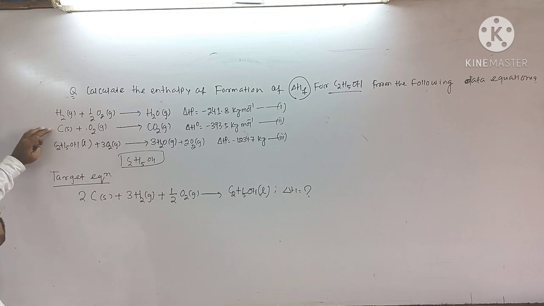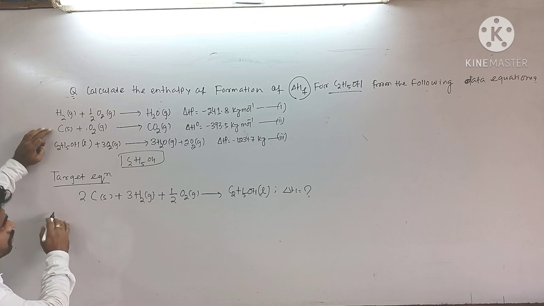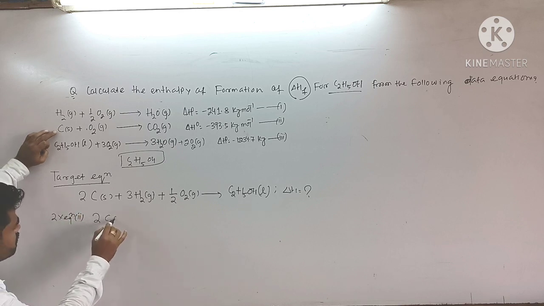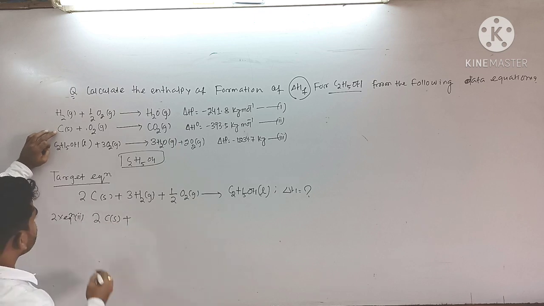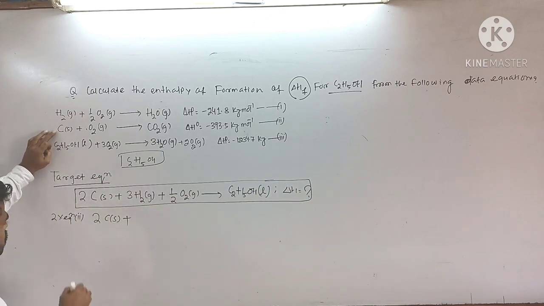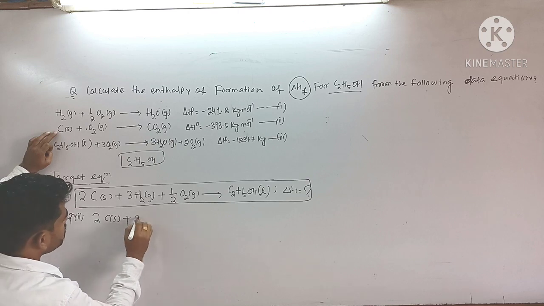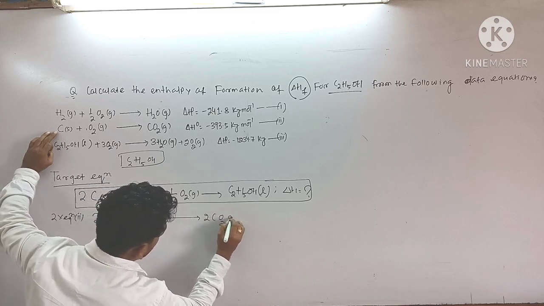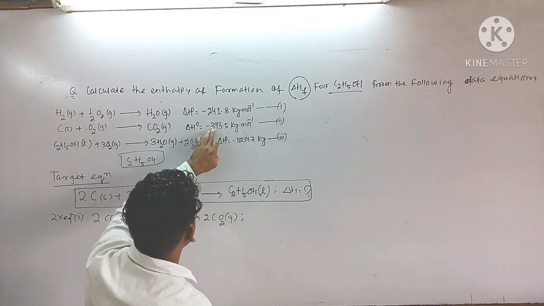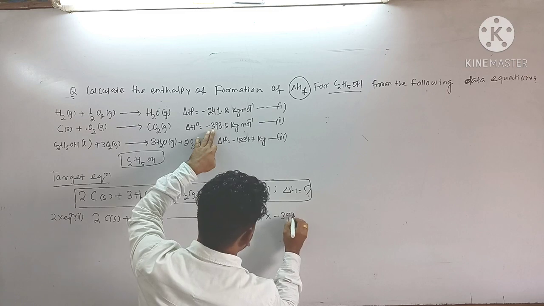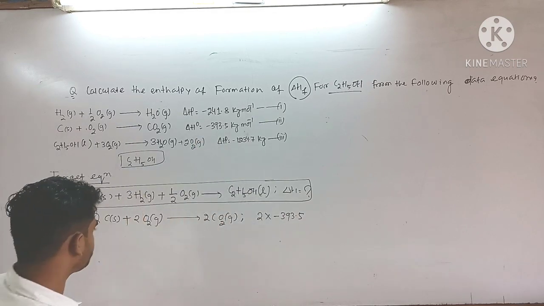Clear? So you focus on the target equation. The 2C means you have to multiply 2 with equation 2. So equation 2 into 2 gives 2C solid plus 2O2 gas giving rise to 2CO2 gas, and here you also have to multiply its enthalpy, that is 2 into minus 393.5. Clear?